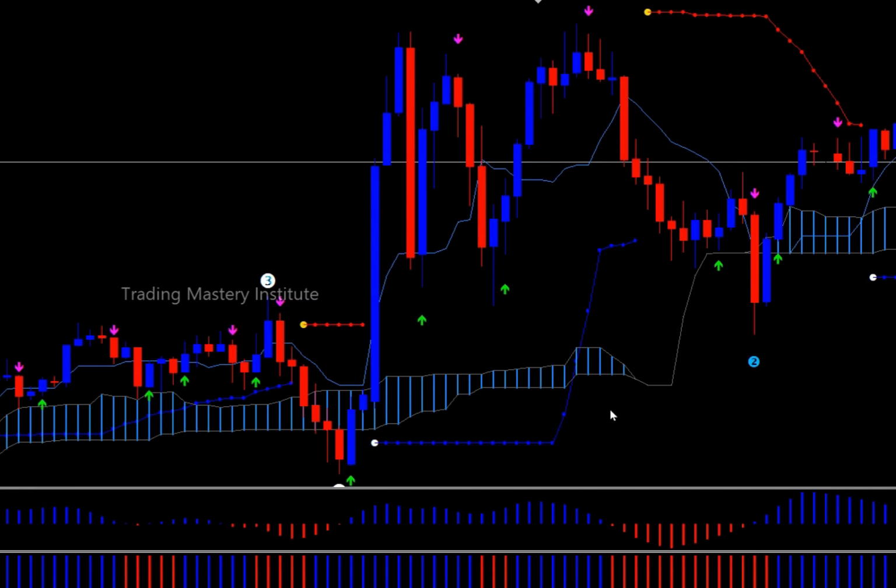Okay, that's how we use the Novac arrow for scalping at M5. Of course, in our advanced class, I will teach you guys how to actually scalp precisely at M1.